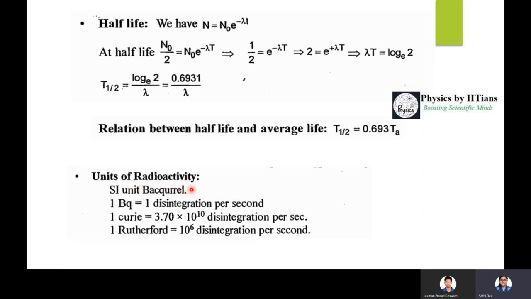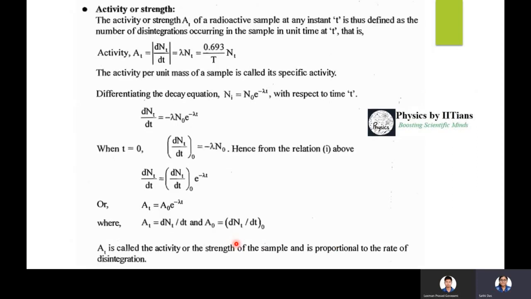What are the units of radioactivity? The SI unit of radioactivity is becquerel. 1 becquerel equals 1 disintegration per second. 1 curie equals 3.7 into 10 to the power 10 disintegrations per second. 1 Rutherford equals 10 to the power 6 disintegrations per second.